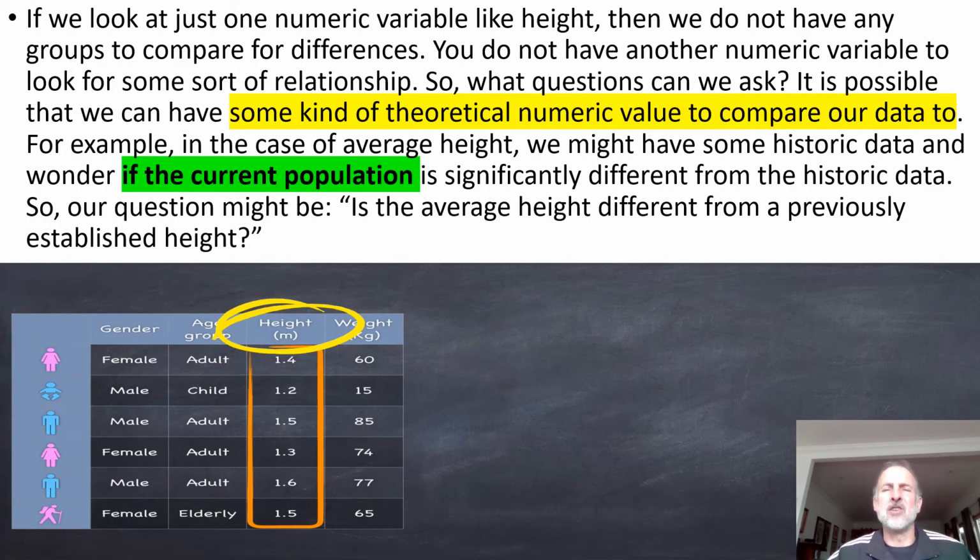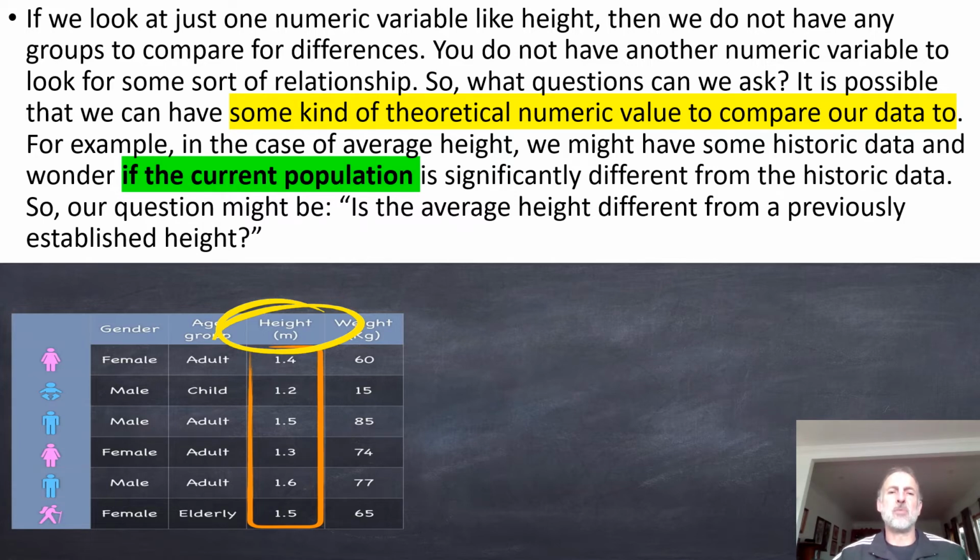People, it really is nice when you've got more than one numeric variable to compare against each other for differences. But you can think for yourself, if we look at just one numeric variable like height, then we do not have any groups to compare for differences. You do not have another numeric variable to look for some sort of relationship. So, what questions can we then ask?